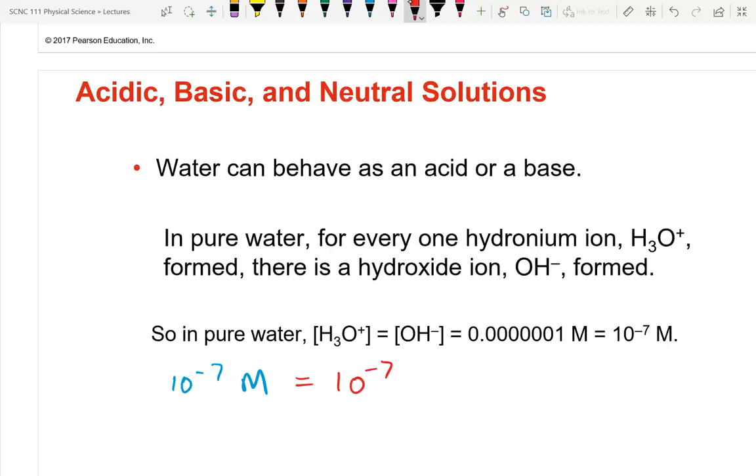What does molar mean? Moles per liter. When you do the molarity, it's the number of moles of solute per liter of solution. And so a concentration of 10 to the minus 7 molar means it has 10 to the minus 7 moles of hydronium per liter.